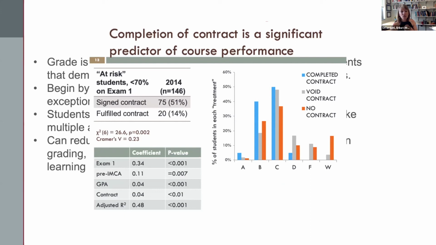And even if a student started out on a contract, but then voided their contract, there's a way to void the contract, they still did better. And that was true even if I controlled for their performance on the first exam, because they contract after the first exam to get a feel of how well they're doing. And it was also true if I controlled for their scores on a pre-test and GPA.